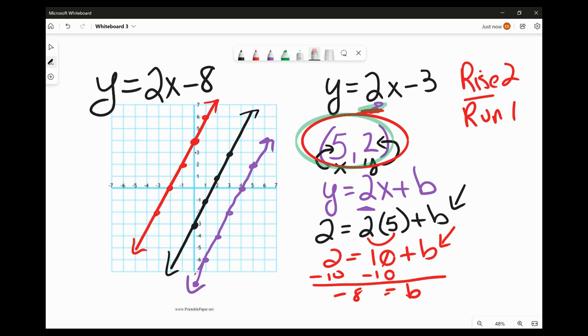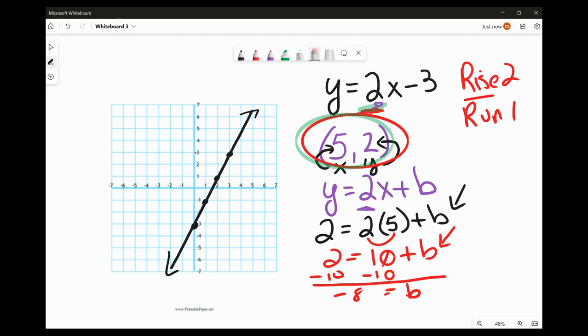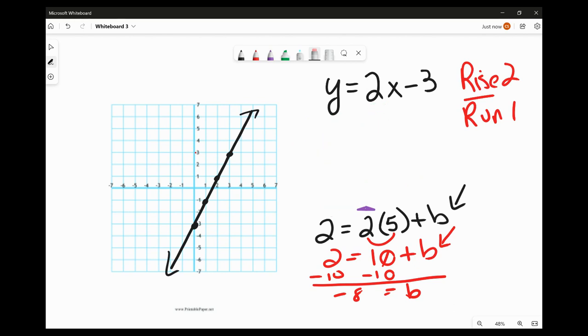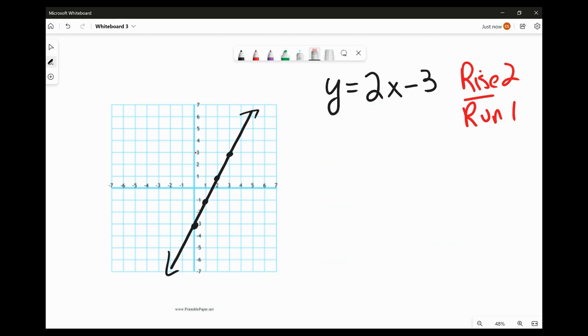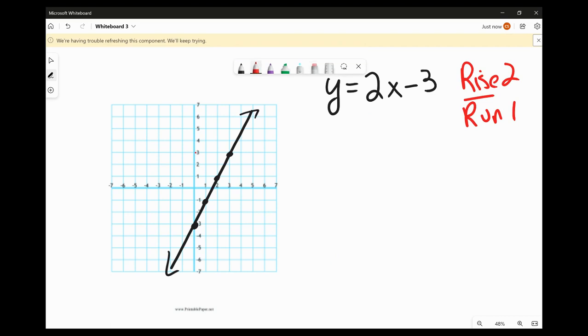So let's take a look at a perpendicular line. We're going to still use that same line that I originally gave you, which is y equals 2x minus 3. When we have a perpendicular line, the important thing to know is that the slope has an opposite sign, because it's got to be going in a different direction for it to be perpendicular. And it's also the reciprocal. So instead of it being positive 2, it's going to be negative 1/2. I just reversed the run and the rise.